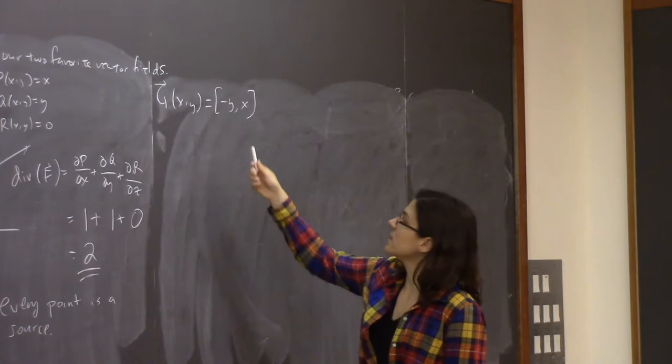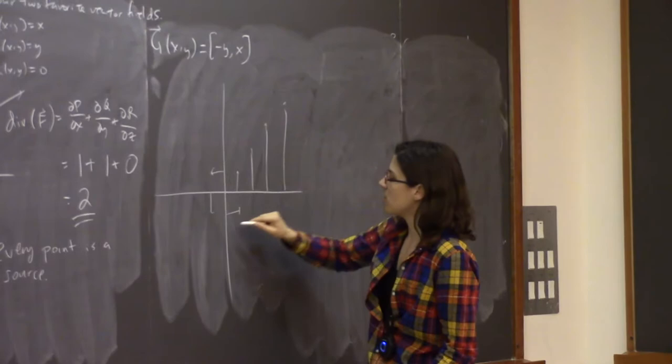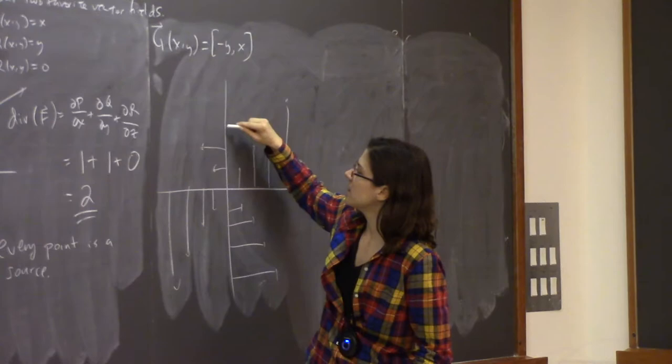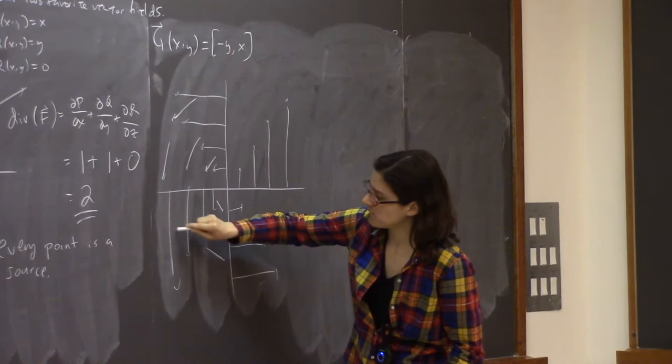Okay, let's do this for our other favorite vector field. Our other favorite vector field is the vector field that goes in a counterclockwise circle. So you plotted the points for these the other day. They're always perpendicular to these axes going counterclockwise. And then at intermediary points, things go in a rotation kind of a way. Okay, there we go, things are rotating.